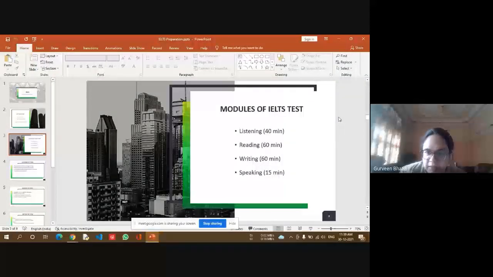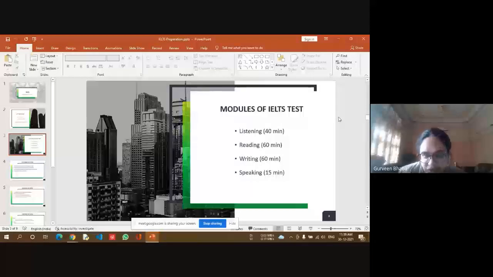Then we have the reading section. The time limit is 60 minutes. Then we have the writing section, which is of 60 minutes. And then we have the speaking section, which is for 15 minutes. Now, the 3 sections, listening, reading, and writing, are something that you can complete in one sitting.